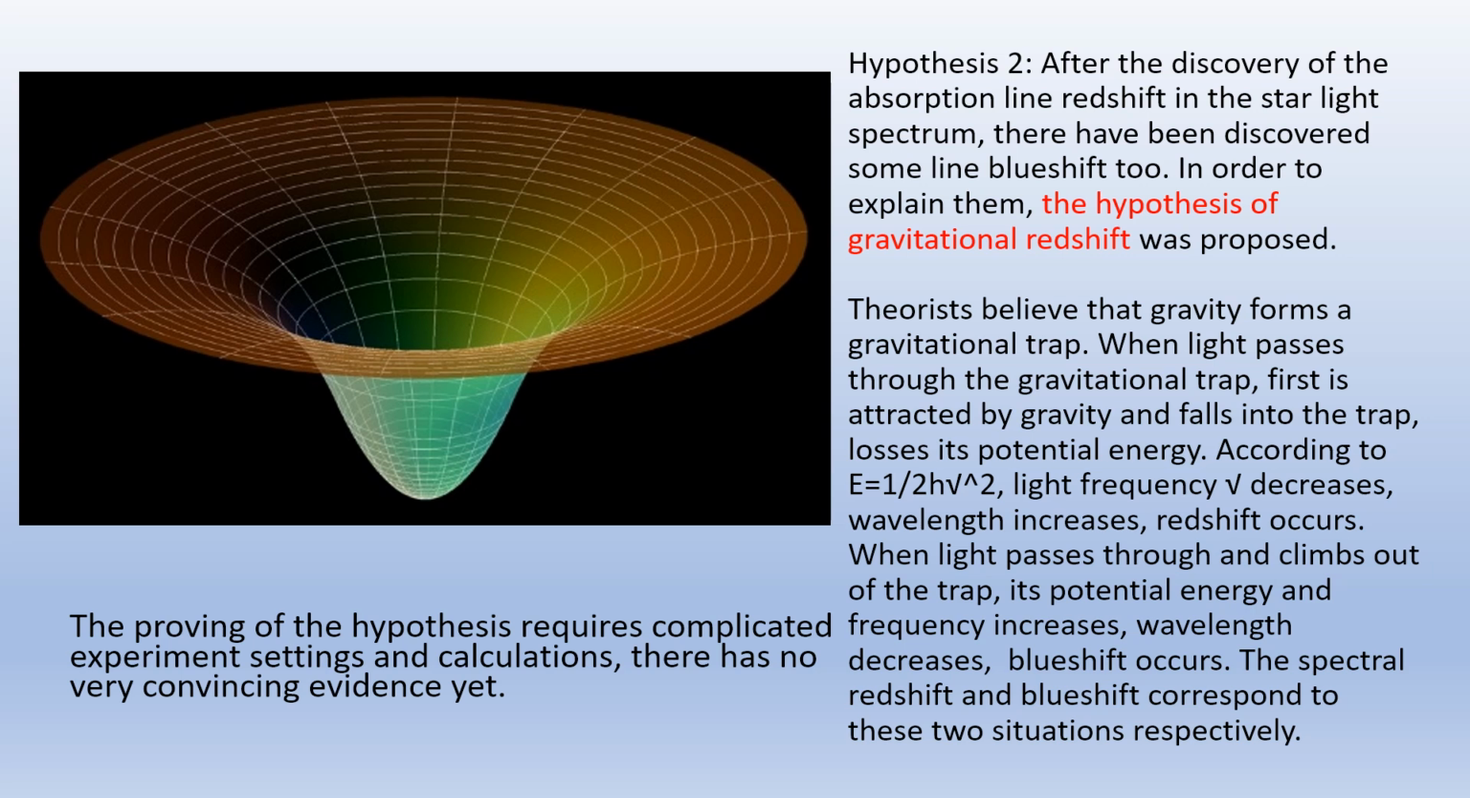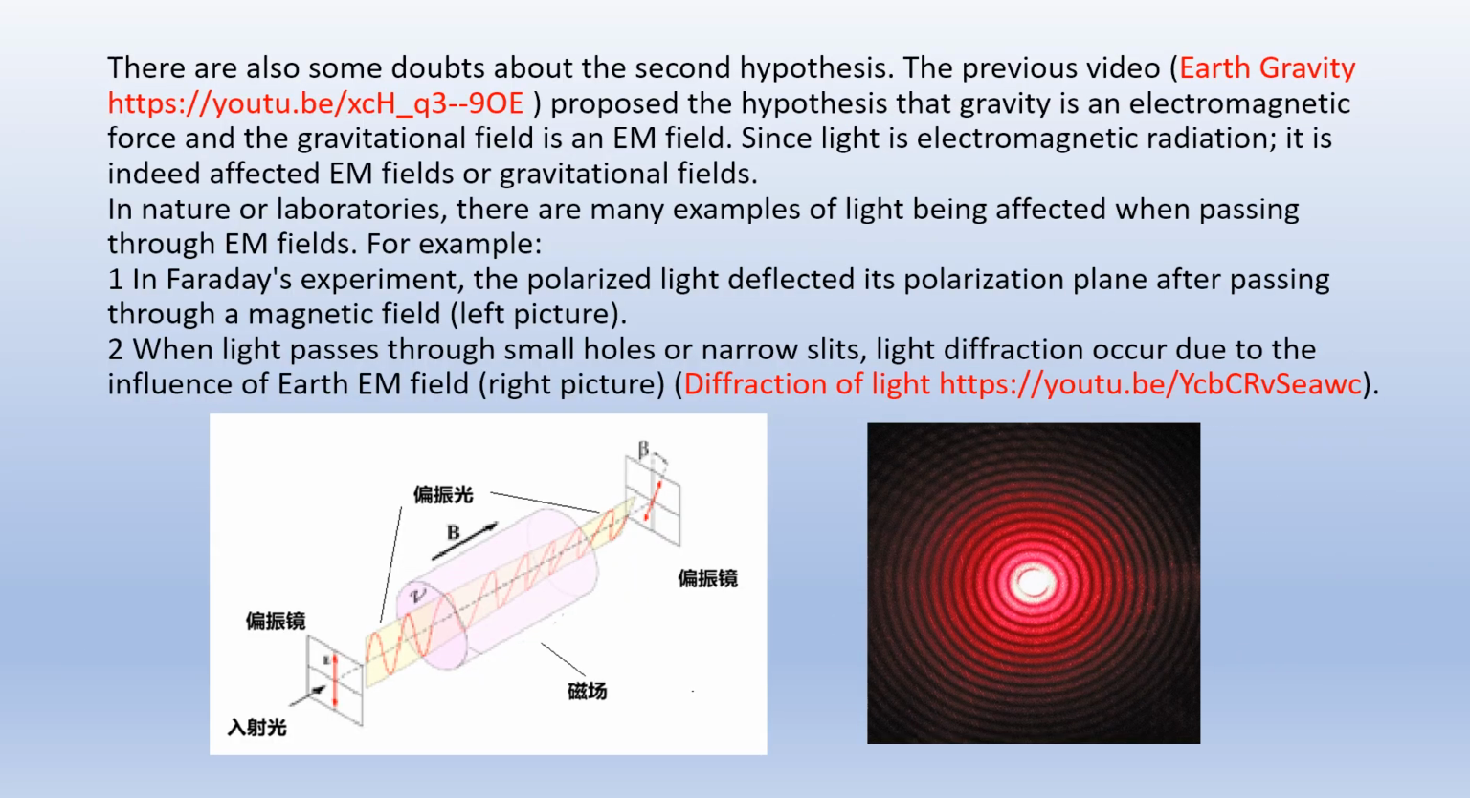When light passes through and climbs out of the trap, its potential energy and frequency increase, wavelength decreases, and blueshift occurs. The spectral redshift and blueshift correspond to these two situations respectively. Proving the hypothesis requires complicated experiment settings and calculations. There is no very convincing evidence yet. There are also some doubts about the second hypothesis.